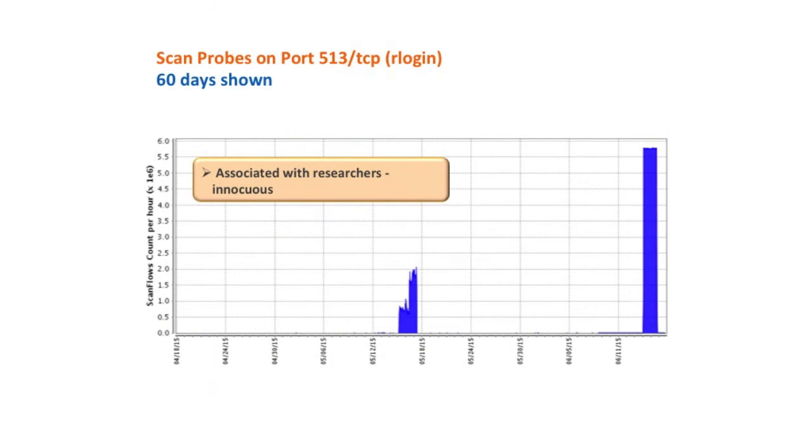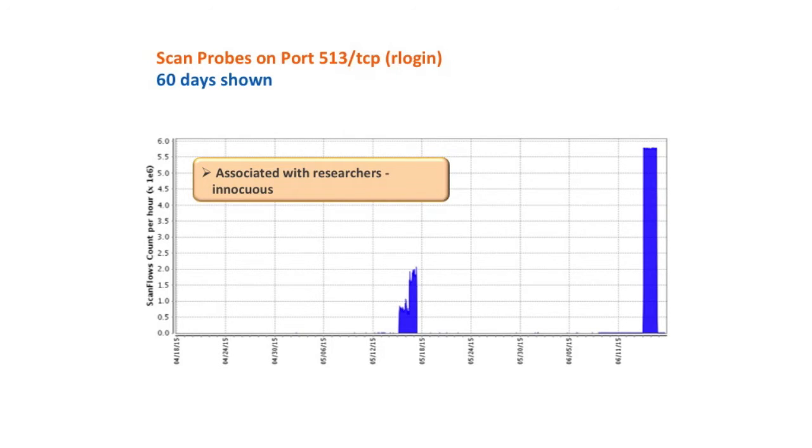Next item here is scan probes on port 513 TCP. This is associated with rlogin. And we're looking at 60 days of data here, basically to show two things. One is there was another set of activity that occurred around the middle of May, and the more recent activity that we're showing, which actually started just a day or so ago.